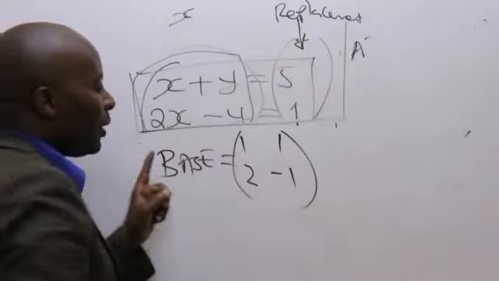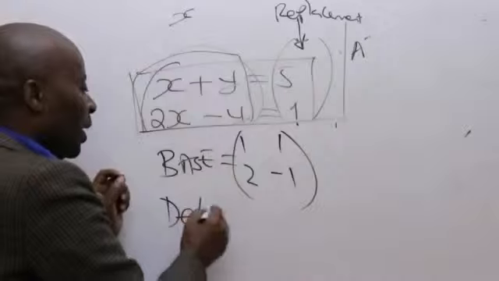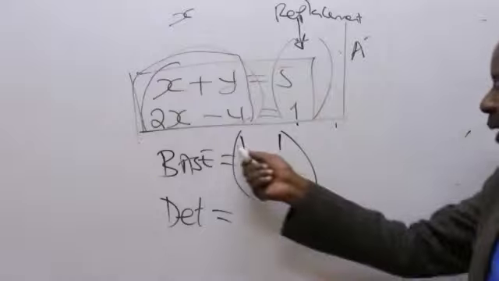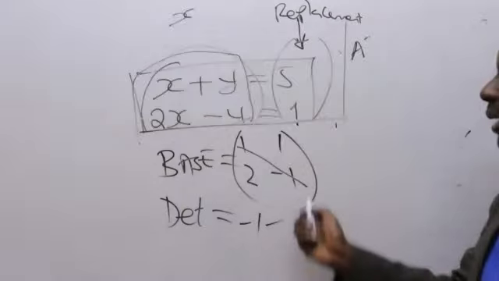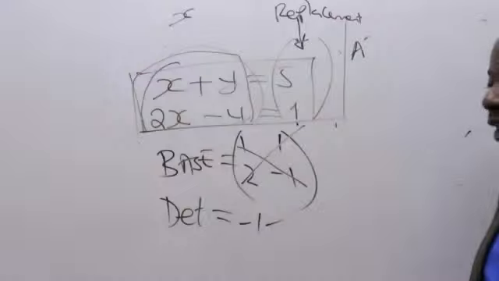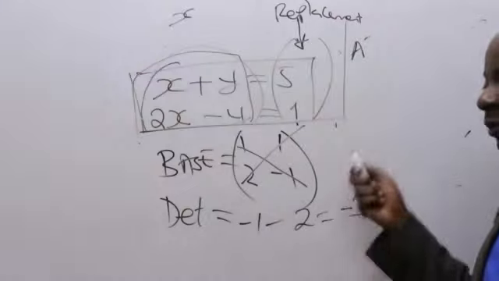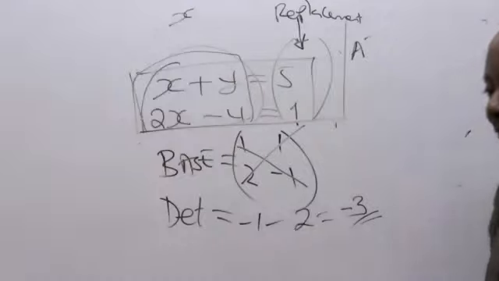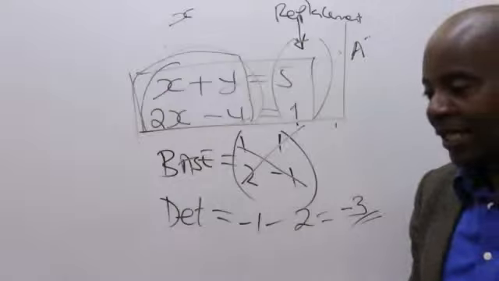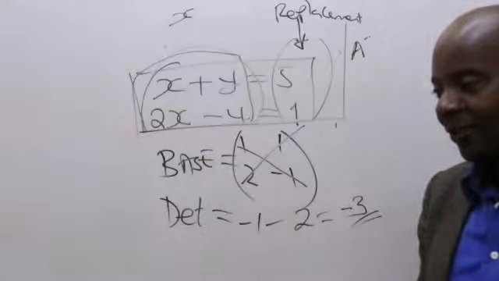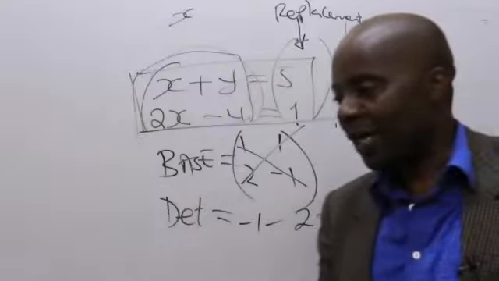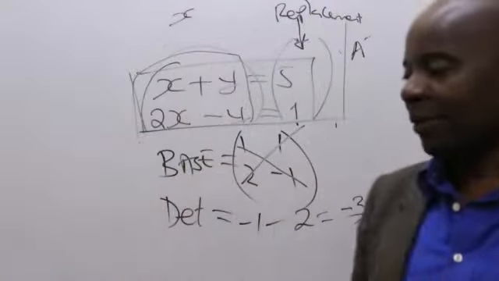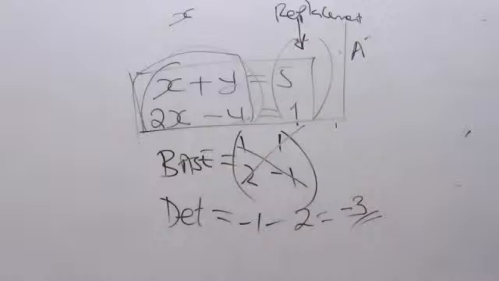So having given me the base matrix, I will very easily give you the determinant. Determinant will be product of primary, which is minus 1, minus product of secondary. You take 2 times 1, that gives me 2. That is how I was able to get minus 3. Does that make sense? Thank you very much. I hope it makes sense. Does this make sense really to you?